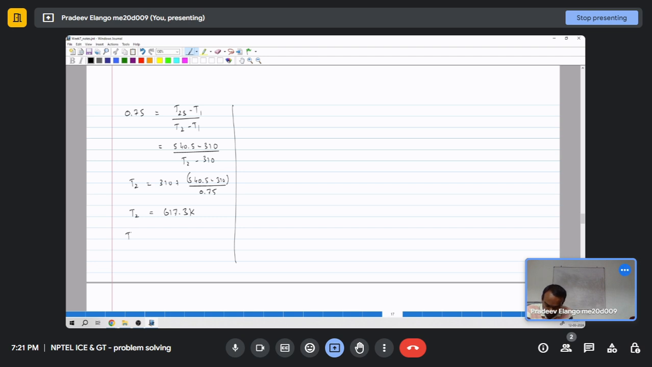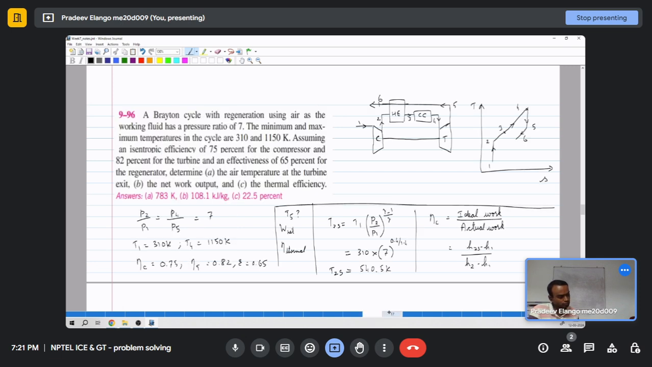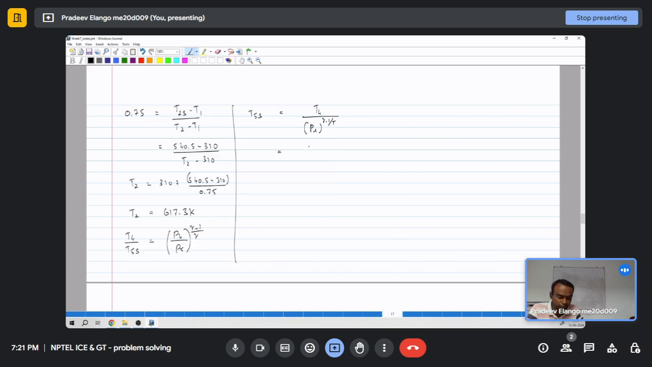Similarly, T4 by T5s equals P4 by P5 power gamma minus 1 by gamma, so this is isentropic. T5s is T4 divided by pressure ratio power gamma minus 1 by gamma. T4 is the maximum temperature of the cycle, given as 1150, and the pressure ratio is 7 power 0.4 by 1.4. This is 659.5 Kelvin.